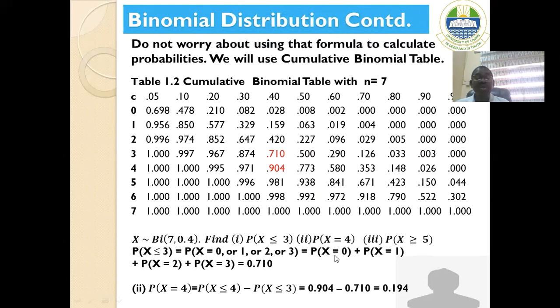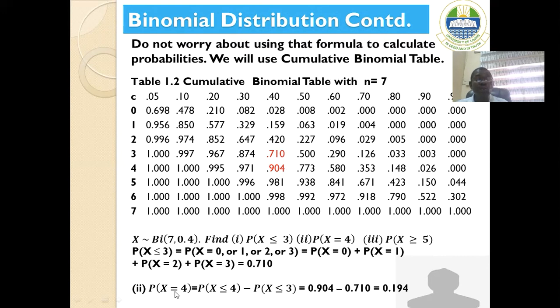The second problem, probability that x equal to 4. Look at 4 here, 0.904. This is not the probability that x equal to 4. It is the probability that x equal to 0 or 1 or 2 or 3 or 4. So how we can find the probability that x is strictly 4 alone is to subtract the probability for x less or equal to 3 from the probability for x less or equal to 4. See where we did it.